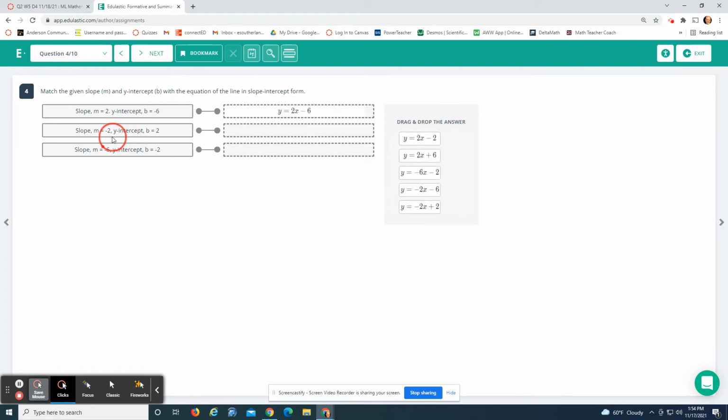Now the next one says slope is negative 2 and the y-intercept is positive 2. So we're looking for one that says plus 2 at the end. We've only got one of those, so it has to be this one. But you'll see that the slope is negative 2 as well. Here we want the slope to be negative 2, or I'm sorry, the y-intercept to be negative 2. We've got 2 of those, one right here, one right here. And we want the slope to be negative 6. The only one that has a slope of negative 6 is right there.